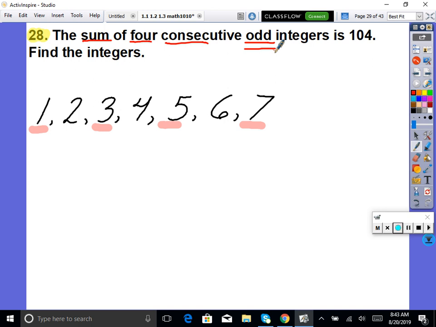Okay. Now we don't know if it's 1, 3, 5, 7. We have no idea what it is. True? So what is the first number? We don't know. So let's call the first number x. Does everybody see? We don't know what the first number we're adding is. It's some odd number. Does everyone agree?